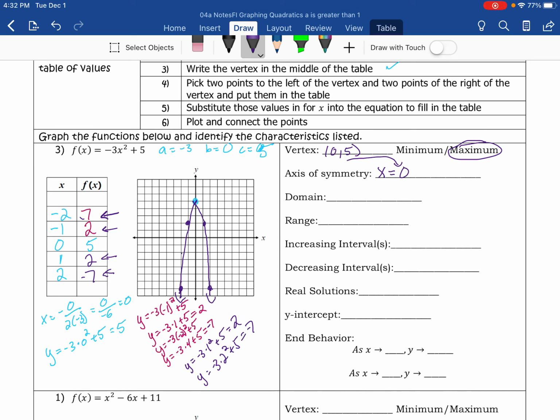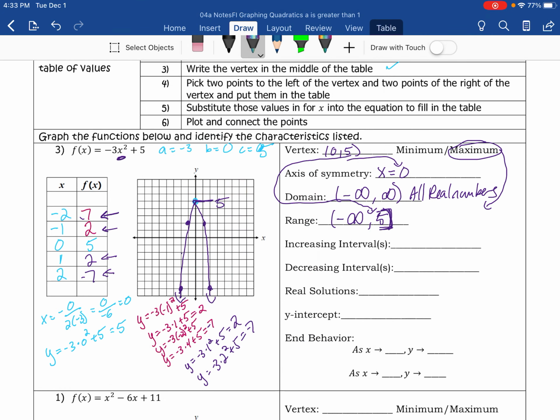My domain, my x's: I can plug any number in for x. I have no restrictions. The domain for all of your quadratics is going to be the same: from negative infinity to positive infinity, or all real numbers. My range: since this is a maximum, it goes from negative infinity and stops somewhere. Where do my y values stop? They stop at 5. Actually, your vertex will tell you. So negative infinity to 5, and it includes 5.